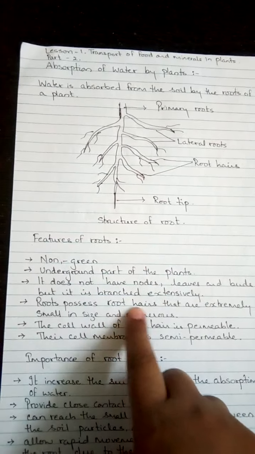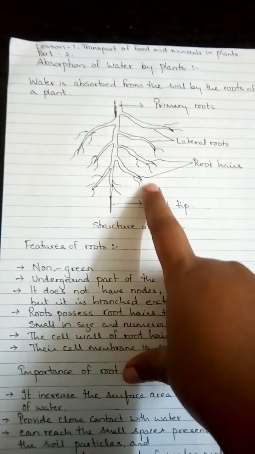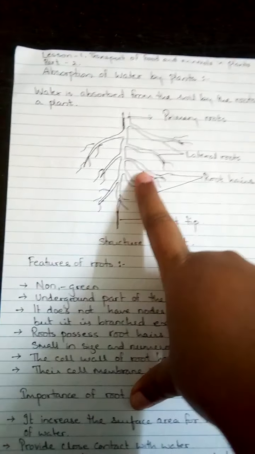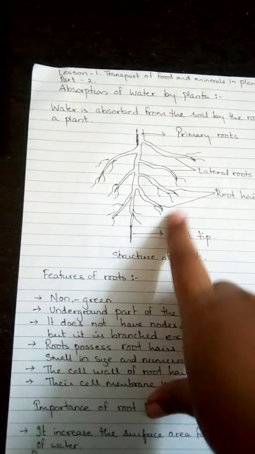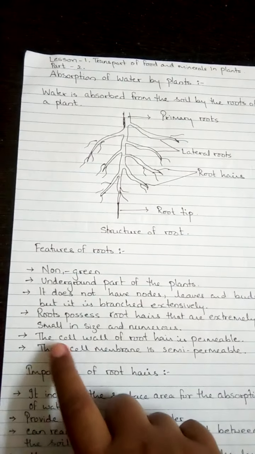Roots possess root hairs that are extremely small in size and numerous. These root hairs are small in size and they are numerous. Numerous means they are many in number. They help the plant to absorb more water. We'll see the importance of root hairs.